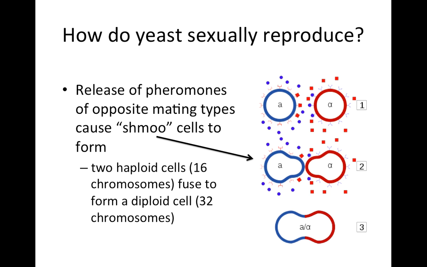So once they realize that these two different strains of yeast cells are in close proximity to each other, schmoo cells are going to start to form, which you can see again is the cells starting to grow towards one another. Once those two different haploid cells, remember they have half the number of chromosomes as a regular diploid cell, fuse, they form a diploid cell, which in the case of yeast is going to have 32 chromosomes.